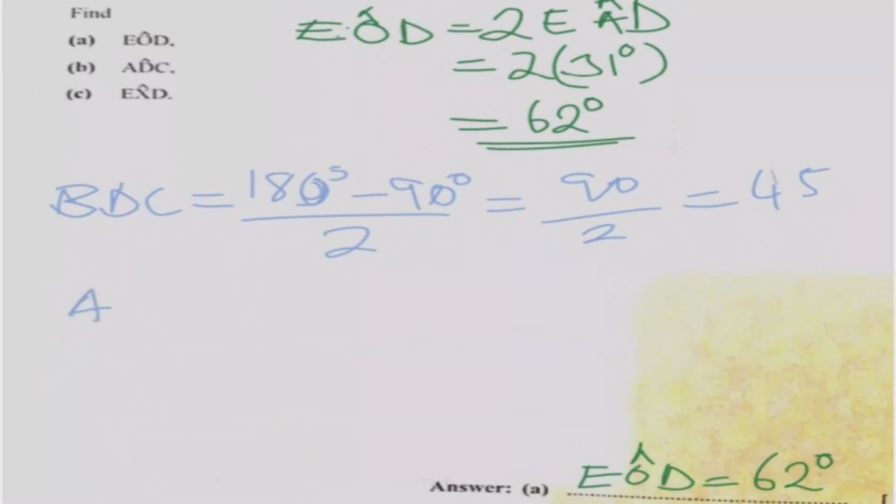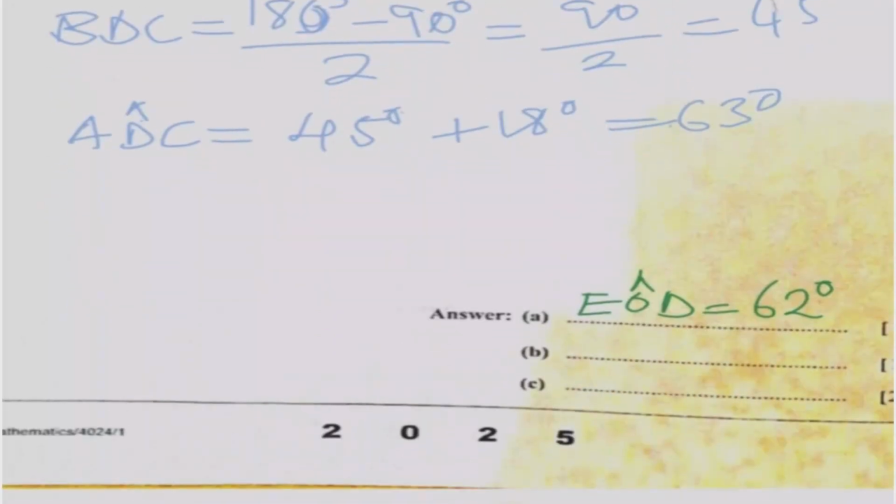So we say angle ADC is equal to 45 degrees plus 18 degrees, which should give us 63 degrees. So the correct answer there, we can even record it here. We can say angle ADC is equal to 45 degrees.